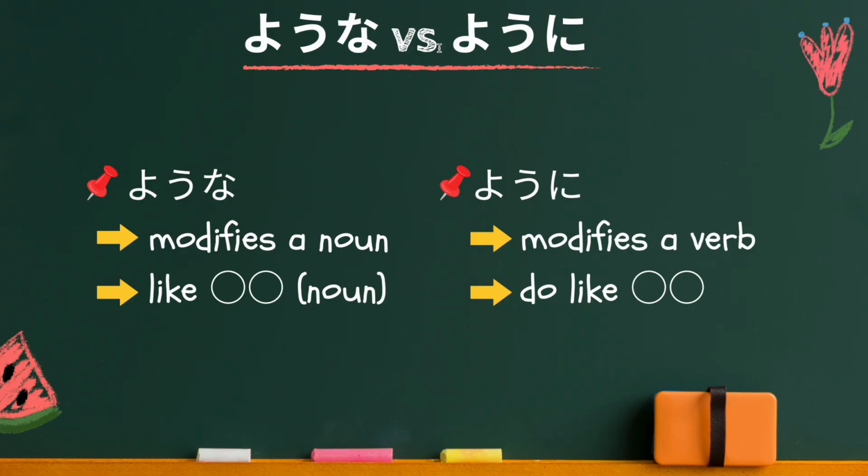So ような versus ように. The difference is this. ような modifies a noun, like something. This functions like an adjective. On the other hand, ように modifies a verb, to do like something. That's the difference between ような and ように.